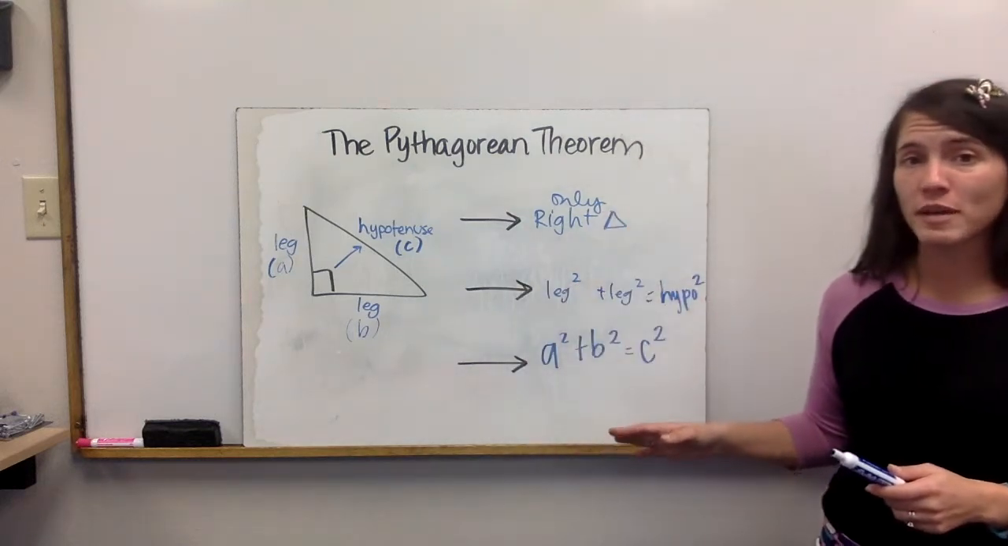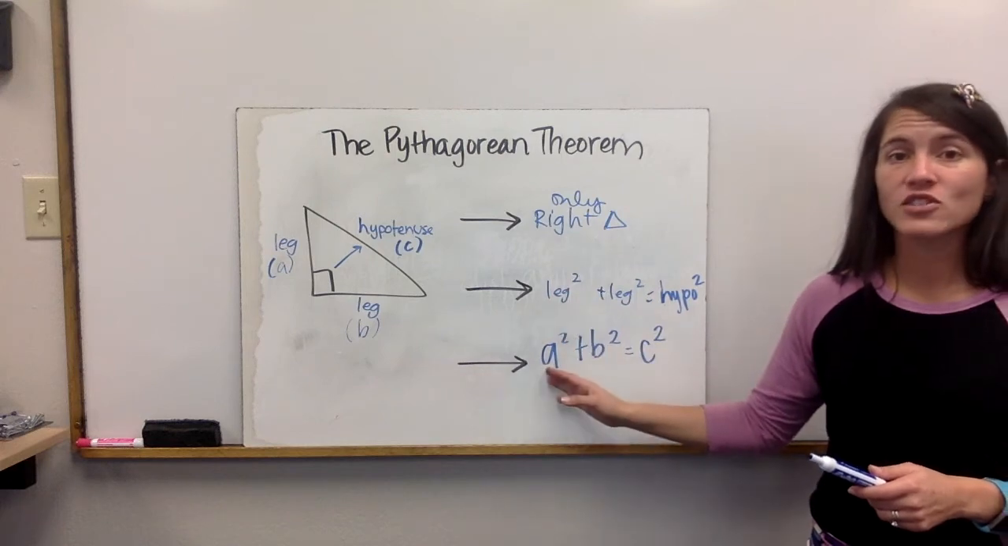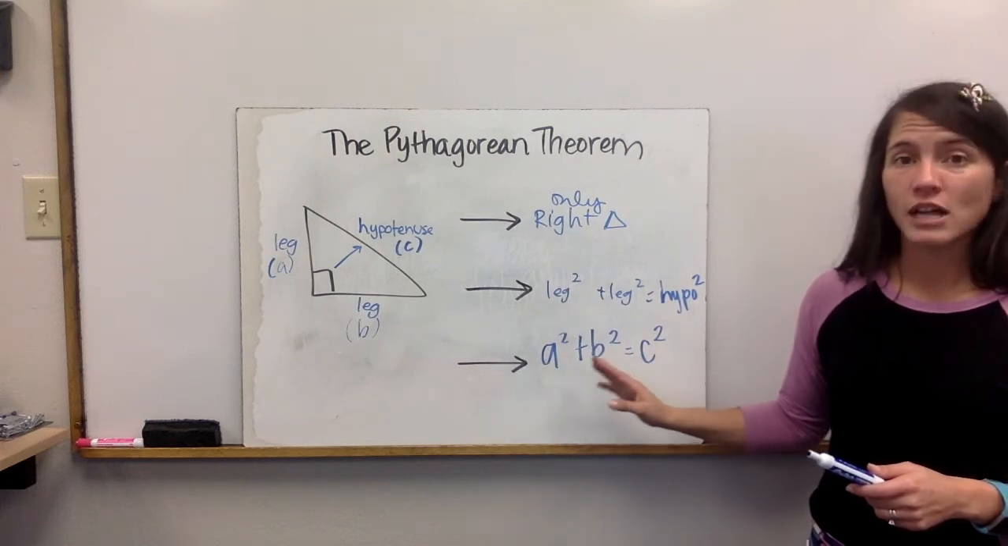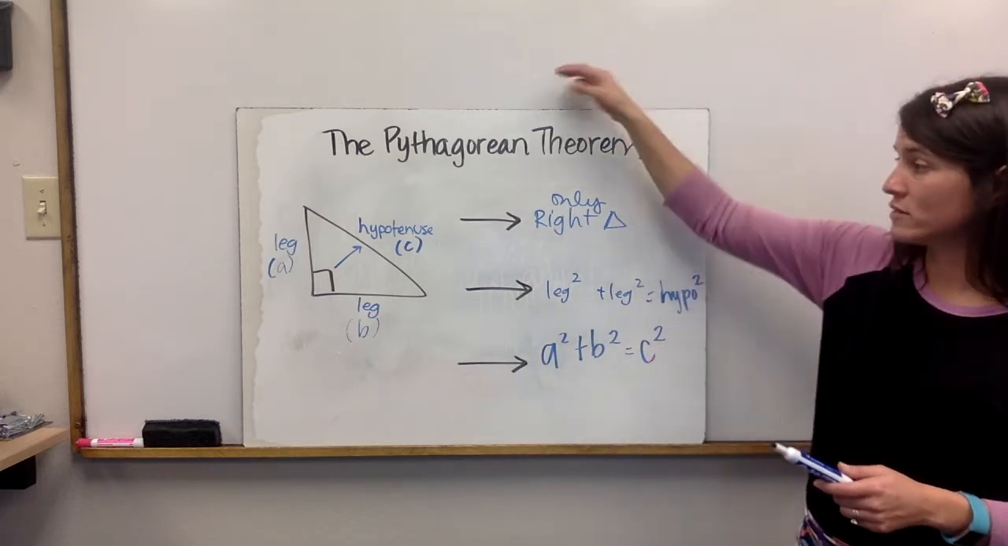So this is a little bit about the Pythagorean Theorem. Only on right triangles, and you're going to square the leg plus the square of the other leg, and that is going to equal the hypotenuse squared.